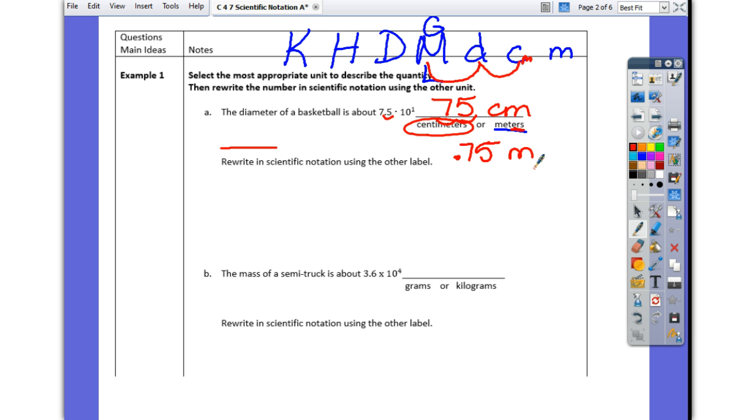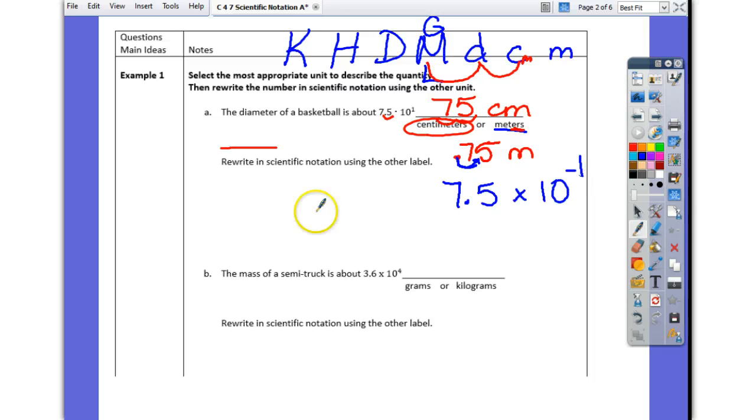Am I done? No. We have to turn that into scientific notation. Where does the decimal have to go? One to the right. So 7.5 times 10 to the negative first power. Which way did we move it? To the right one. Do we add or subtract? Subtract, to be negative: to the negative 1 power, because you subtract.